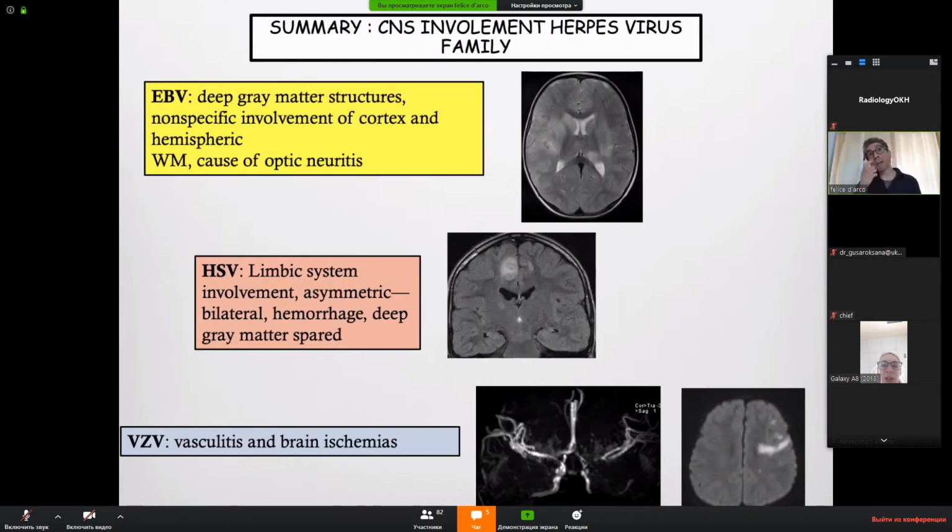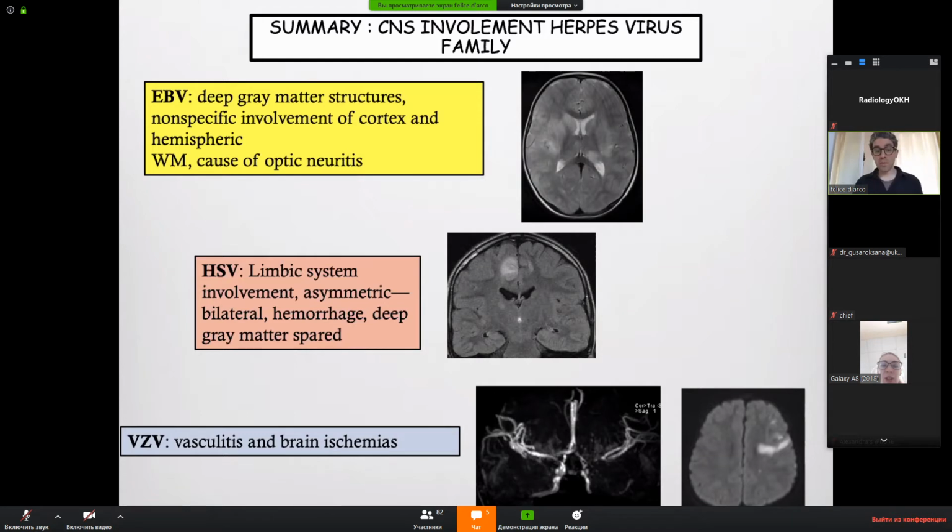So a summary of the central nervous system involvement for the herpes virus family is that the Epstein-Barr mainly involves the deep gray matter structure. You can have a non-specific involvement of the cortex and also hemispheric white matter. And you can have the Epstein-Barr also cause optic neuritis. It's not so frequent, but it's possible. And this is good for the differential with demyelinating disorder. I will tell you in a while.